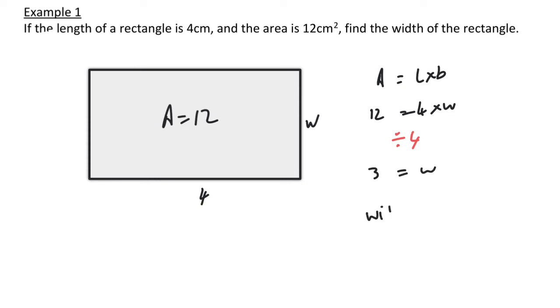So the width of the rectangle is 3 centimetres. And that was probably very intuitive anyway. I'd imagine you would have known that just by looking at it. But what we're trying to do is basically find 4 times what is 12. And we know that 4 3s are 12. But a formula is always a good way to go.